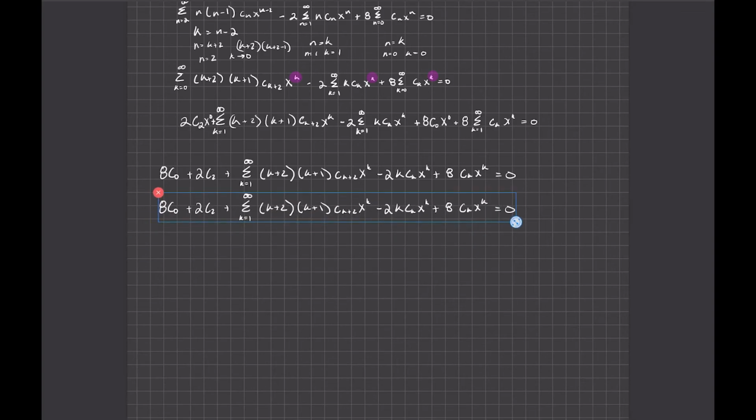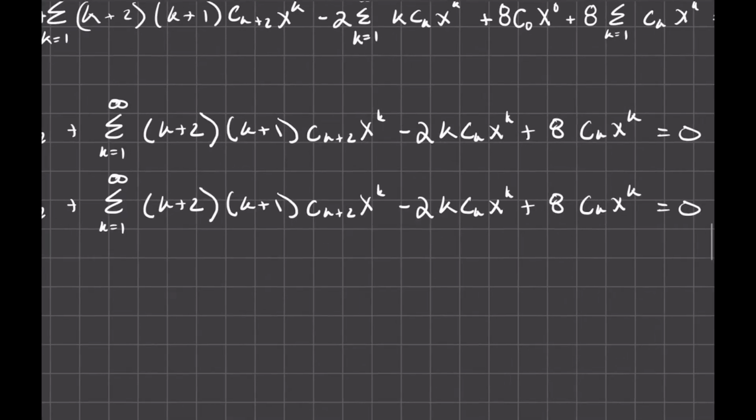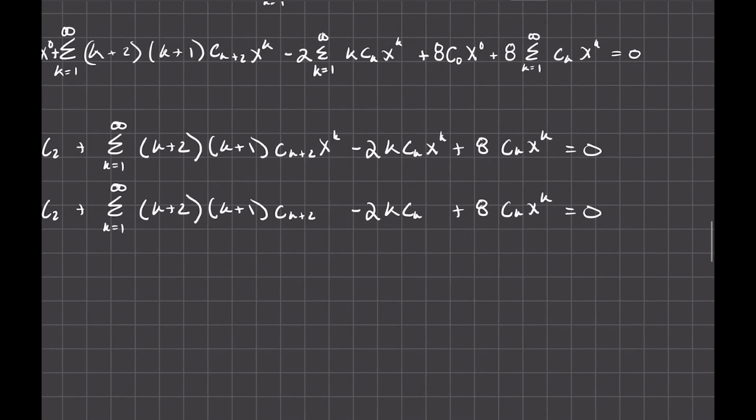So here I'm just going to copy and paste it, and here we could take out x to the power of k, because they all have x to the power of k, so I will take that out, put it in parentheses or brackets, and that'll simplify it a little bit more.